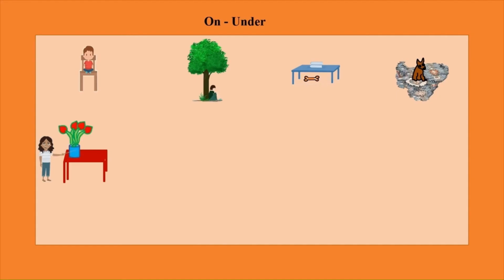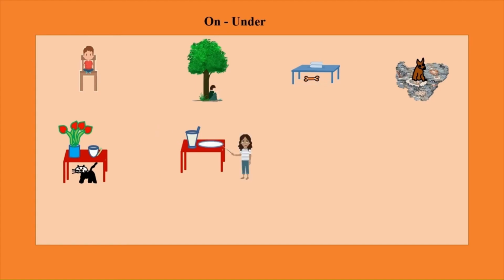There is a table here. Now where is the flower vase? It is on the table. Now where is the cup? The cup is on the table. Where is the cat? The cat is under the table. There is another table here. Where is the glass? The glass is on the table. Where is the plate? The plate is on the table.